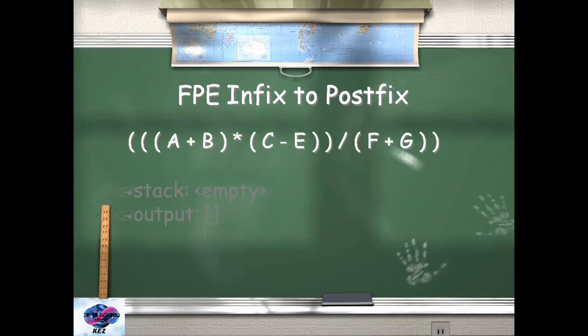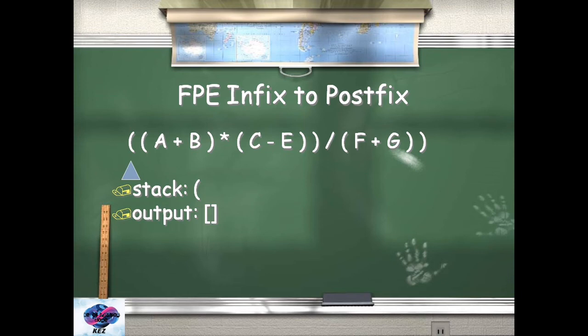Now come to the example. A plus B, C minus E, G plus F plus G. So if the stack is empty, then the output will come as 0. Okay. Now let's start the discussion. So this algorithm, I think it is clear.